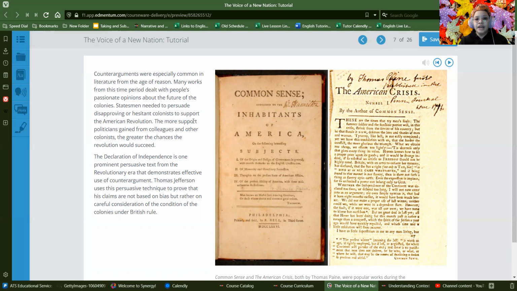So they tell you that the Declaration of Independence is one of the prominent persuasive texts from the Revolutionary era that demonstrates effective use of a counter argument. The Declaration of Independence is full of a lot of logic about why America should be free and why being tethered and stuck to Britain isn't going to be great. So it's just one of the biggest and most famous examples from the age of reason that was written at the time.